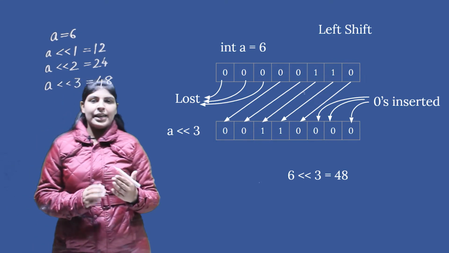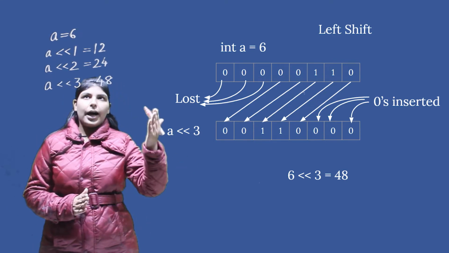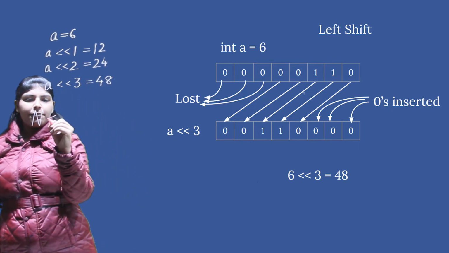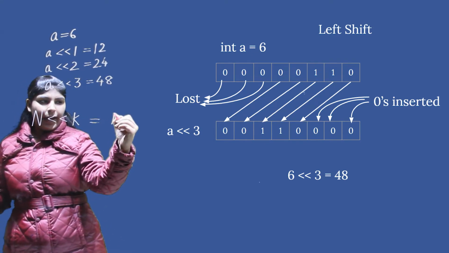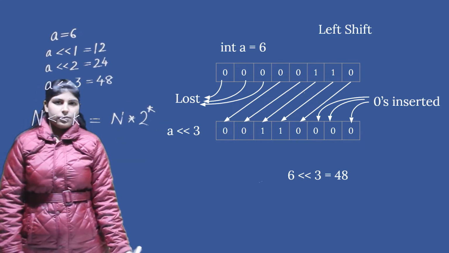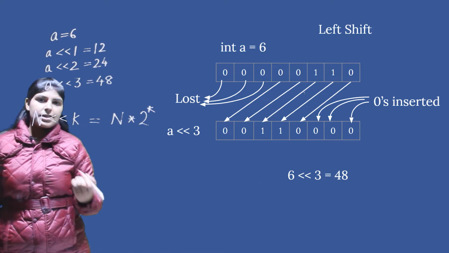So as you can see in the left shift operator, every time I shift all the bits 1 position left, I multiply the number by 2. So basically if I have a number n and I left shift it by k bits, this is equivalent to n multiplied by 2 raised to the power k. This expression is only true if all the lost bits are 0.